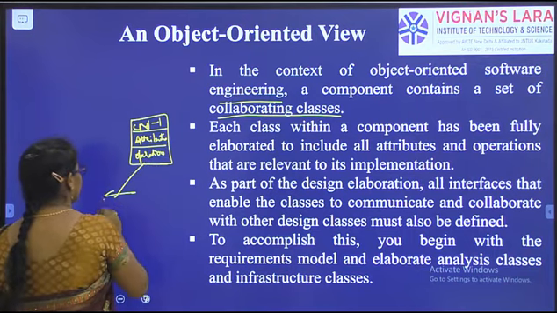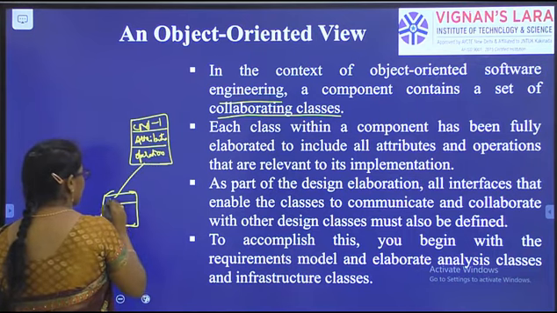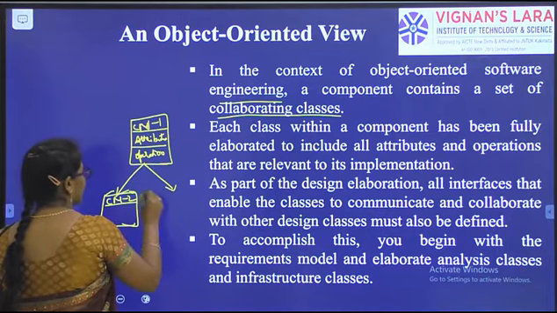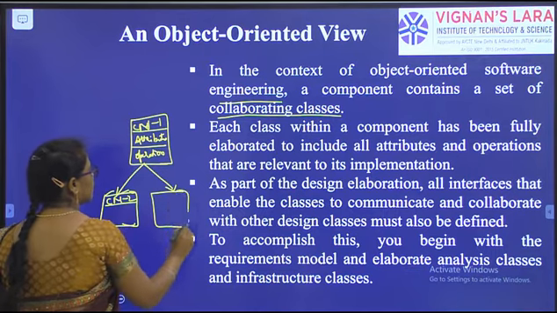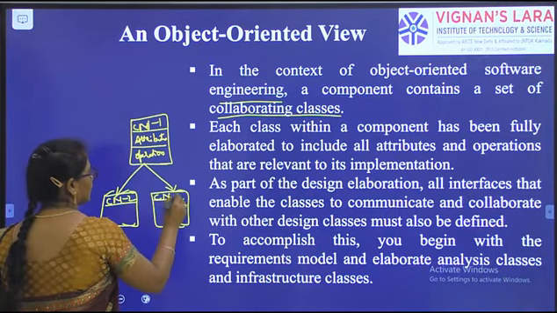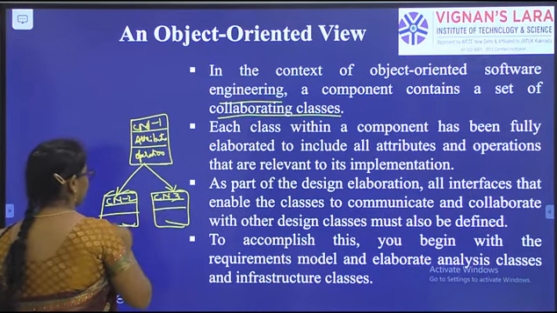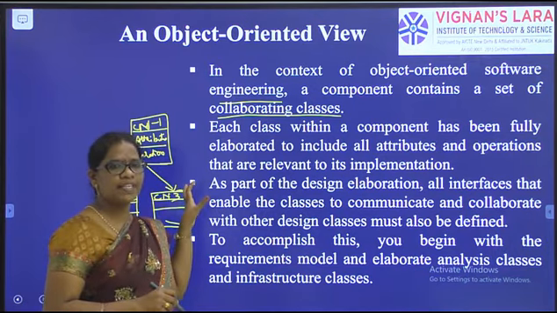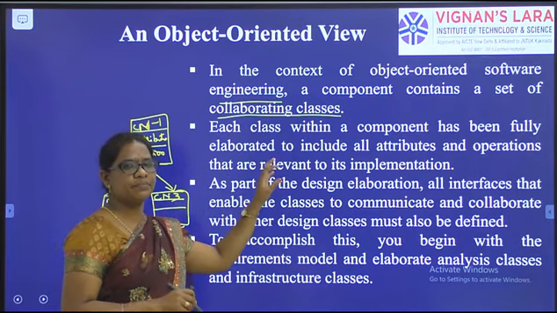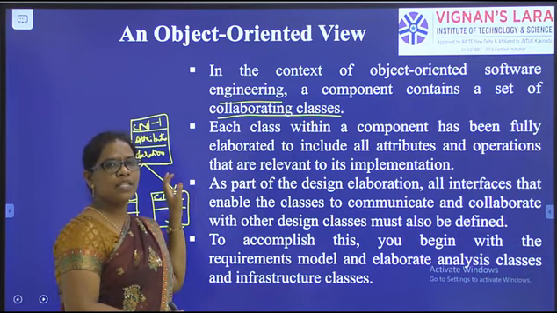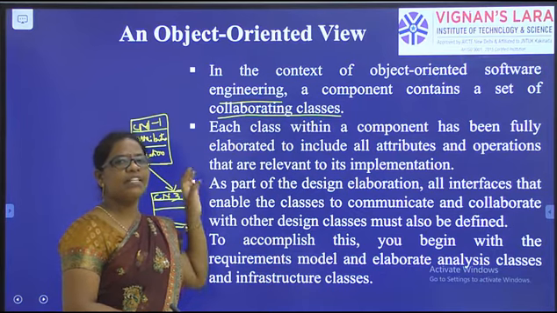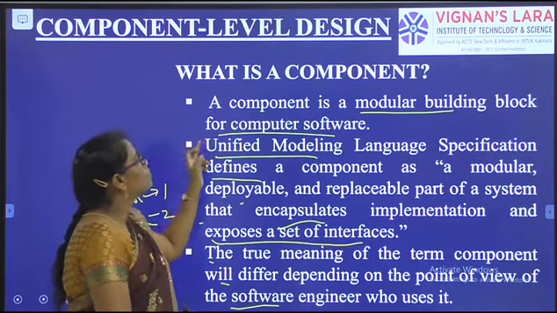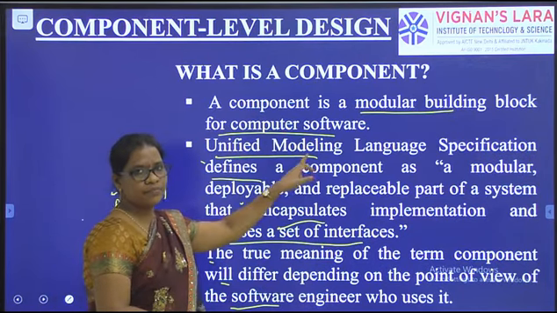This one is collaborating with another class, class 2. This is also collaborating with another class, class name 3, having some attributes and operations. So this collaboration of a set of classes is called a component in object-oriented. What is the definition we have seen previously? Component is nothing but something modular. Yes or no? A component is a modular building block for computer software.